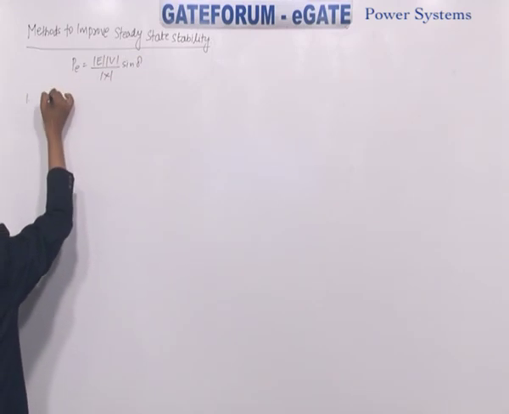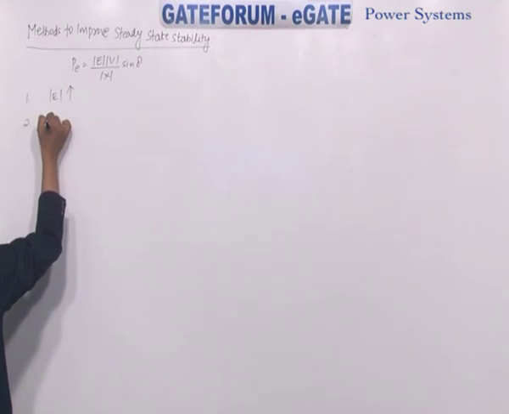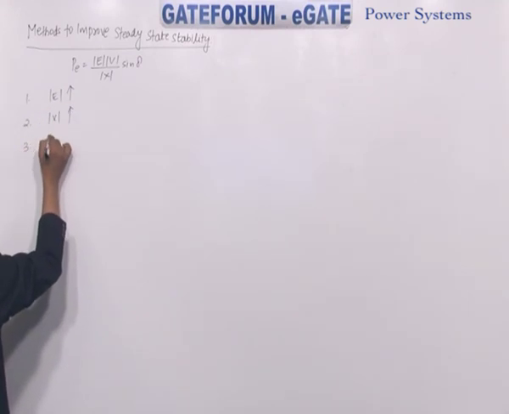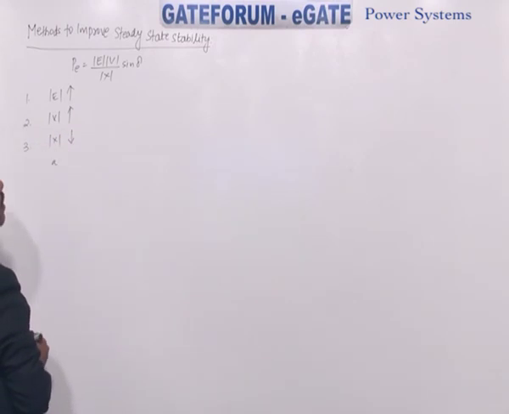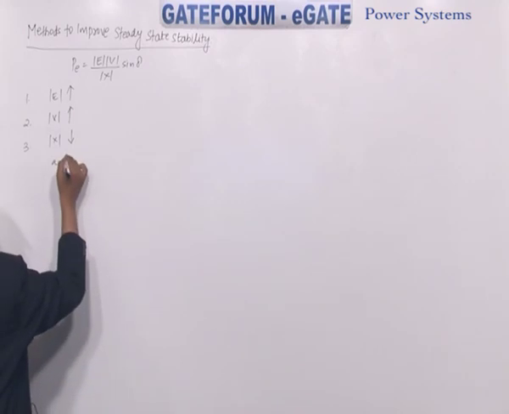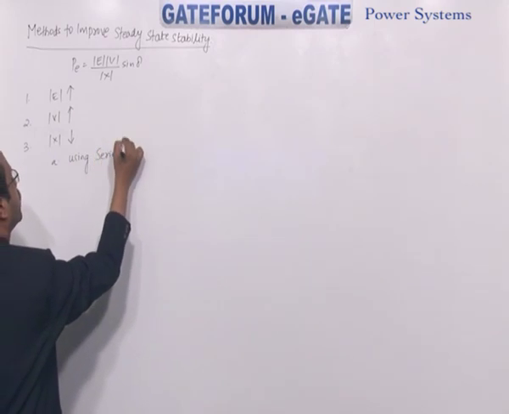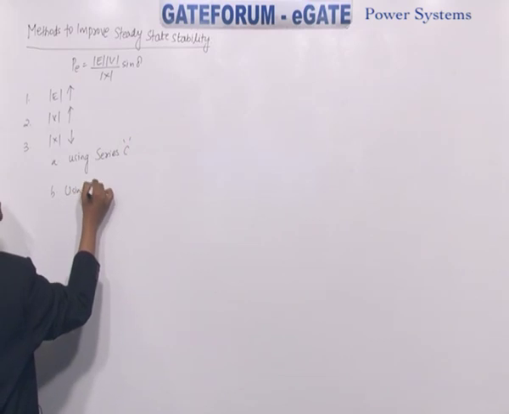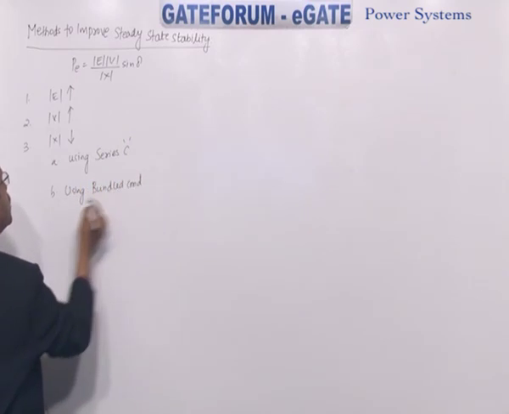So first one is you increase the excitation voltage. Second one is increase the operating voltage. Third one is you decrease the reactance. How to decrease reactance? By using series capacitor, just now you did. And second one is by using bundled conductors, you did in the last week class.